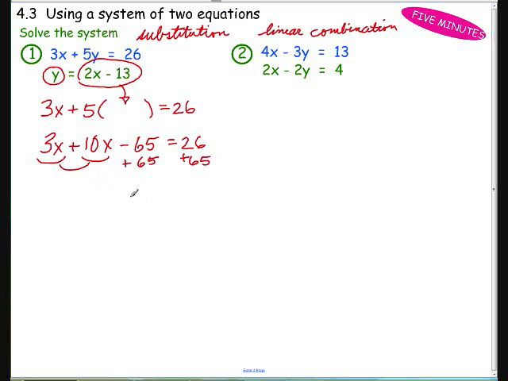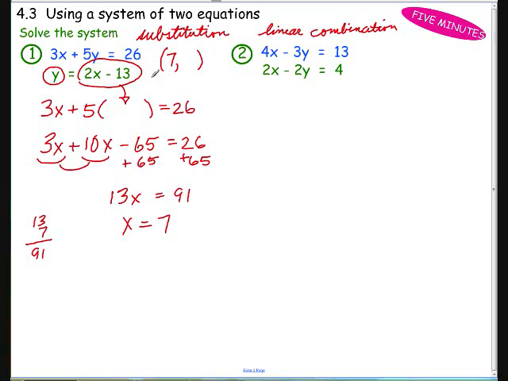My new equation here will be 13x equals 91. Is that right? Now, I think that will go in evenly. Let's see. 13 times 7. Yeah, that equals 91. So I'm going to say x equals 91 divided by 13, which is 7. So I have part of my answer already, 7.